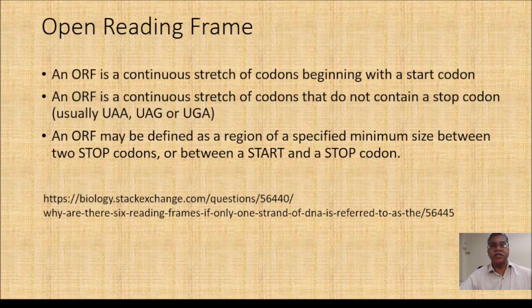Okay. All right, let's look at some basic definitions of what is called an open reading frame. An open reading frame is a continuous stretch of codons, which is basically a translatable region of a DNA sequence or an mRNA sequence, which starts with a start codon. And an ORF is a continuous stretch of codons that do not contain a stop codon. Stop codons are UGA, UAG, and UAA. An ORF may also be defined as a region of a specified minimum size between two stop codons or between a start codon and a stop codon. So basically it is a definable region of translated protein.